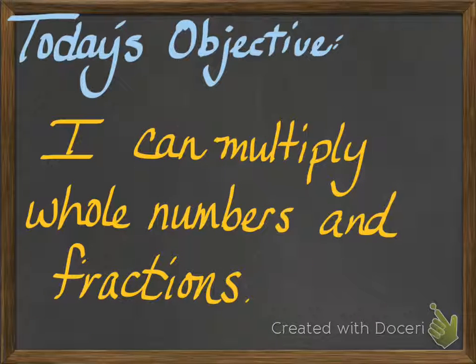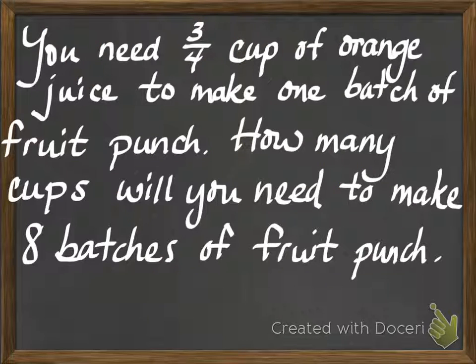Today's objective is I can multiply whole numbers and fractions. So here's our practice problem. You need 3/4 of a cup of orange juice to make 1 batch of fruit punch. How many cups will you need to make 8 batches of fruit punch?